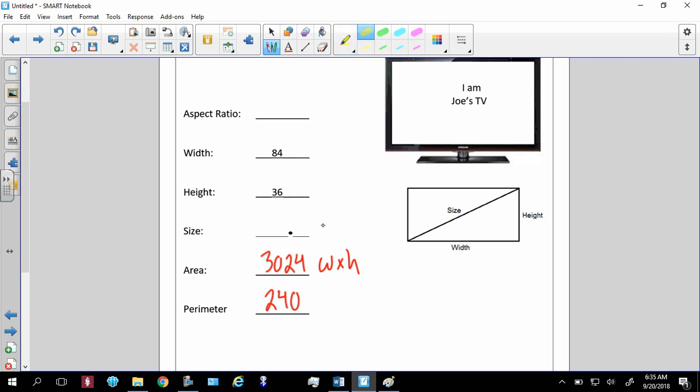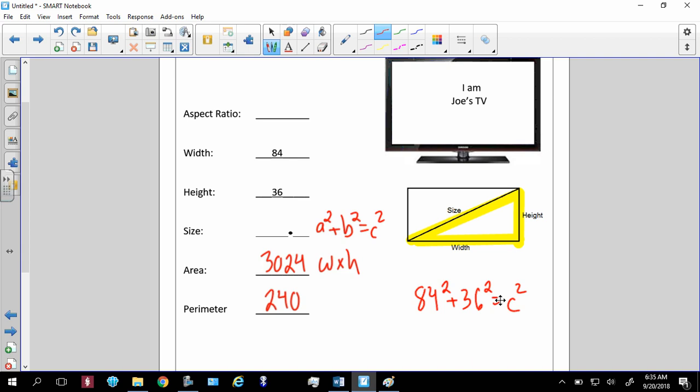Now, first off, let's find the size. The size, again, is the diagonal. I'm given the height. I'm given the width. There's my right triangle. So that means I'm going to be dealing with a squared plus b squared equals c squared. So off to the side, that's 84 squared plus 36 squared is equal to c squared. My answer ends up being 91.4.